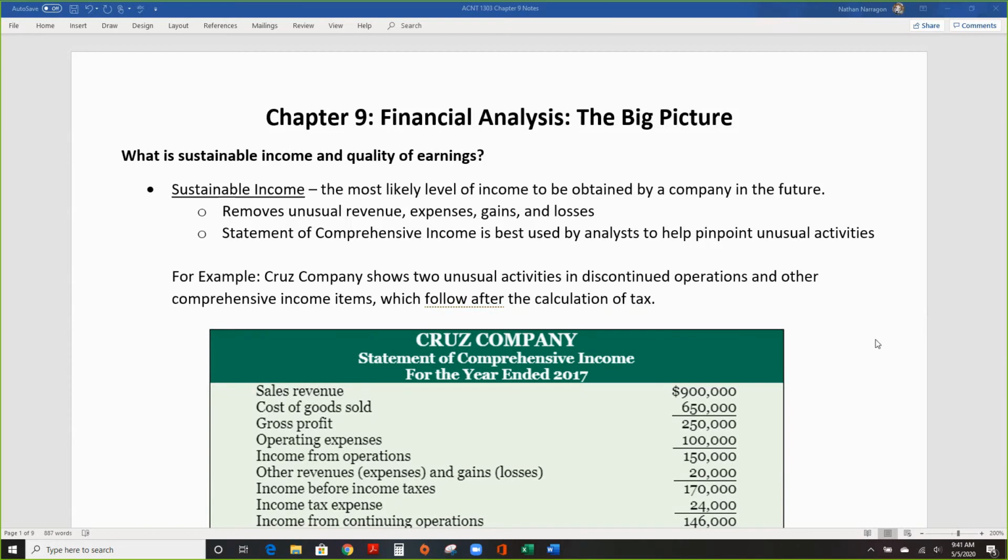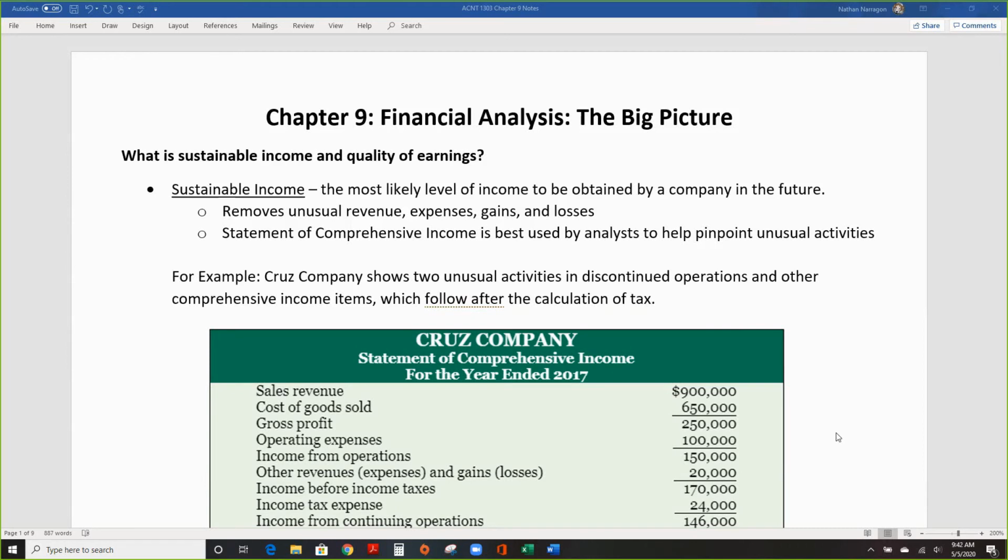But we're looking at really the big picture. Why do we do this stuff? Or what are we looking for? So the biggest thing that we look for in Chapter 9 is sustainable income and quality of earnings. And the first item, sustainable income, is really us predicting or estimating the most likely level of income that the company can obtain in the future.